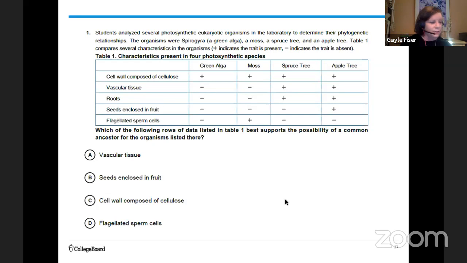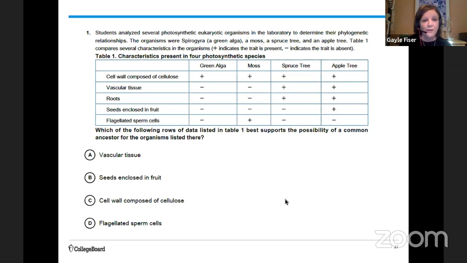Okay, let's read the question. Which of the following rows of data listed in Table 1 best supports the possibility of a common ancestor for the organisms listed there? And we have choices A, vascular tissue, B, seeds enclosed in fruit, C, cell wall composed of cellulose, and D, flagellated sperm cells.